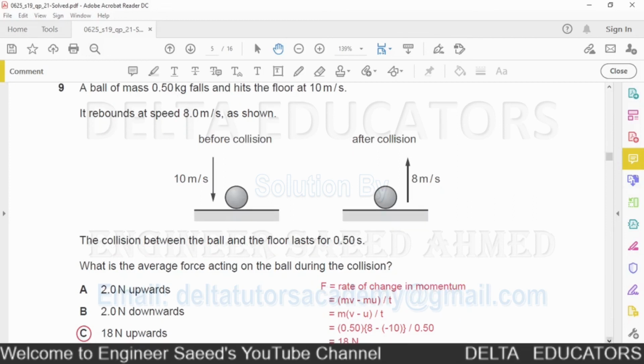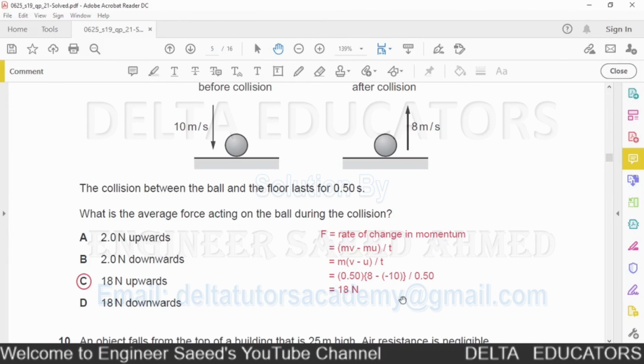Now we just have to solve this. By solving this, we will get the answer 18 Newton. So here the average force is 18 Newton. And this 18 Newton force will be in the upward direction because the ball is moving in the upward direction. Acceleration is in the upward direction, so definitely the force is in upward direction. So our correct option is option C, where it is given 18 Newton upwards.